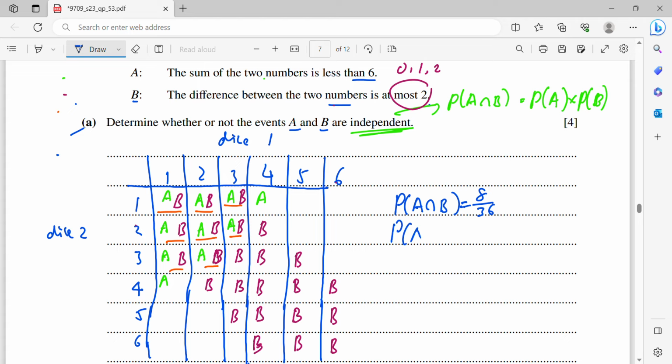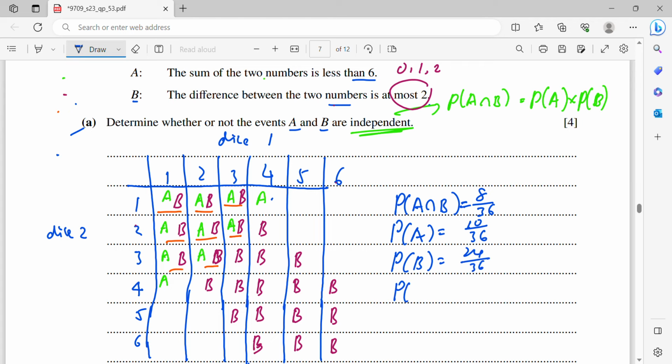Now P(A), just count the green color, how many A's here. First column 4, second column 3. So 4 plus 3 is 7, 7 plus 2 is 9. Then together with this, it will be 10 over 36. Then the P(B). P(B) means we count how many B's. So first column 3, second column 4, total is 7. So you just add up all the number of B's, you will get 24.